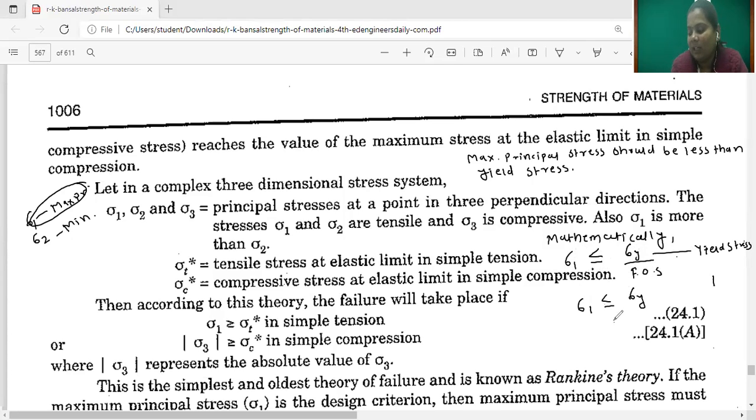And simultaneously we will write for minimum principal stress. Mod sigma 2 is less than or equal to sigma y by factor of safety. Same. So minimum principal stress should be less than or equal to yield stress divided by factor of safety. I have taken mod here. Why is this mod taken here? Anyone?